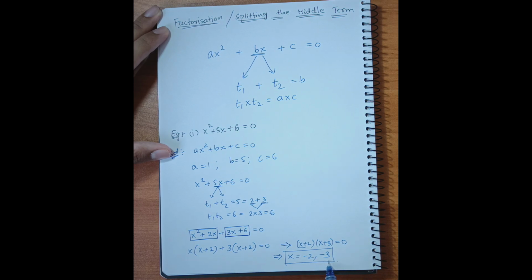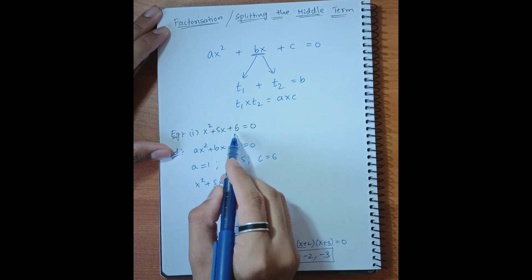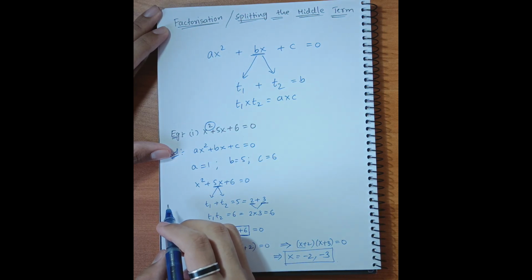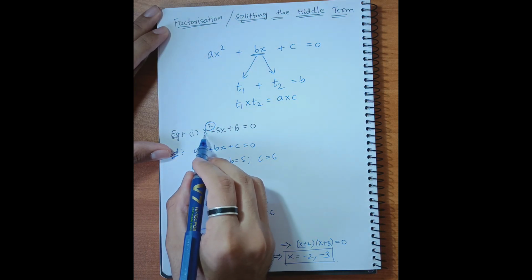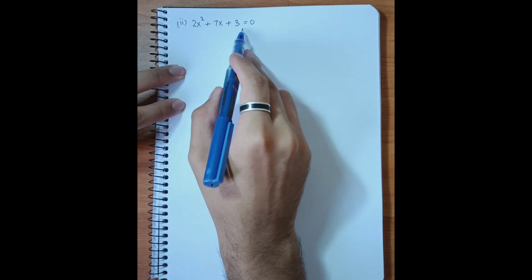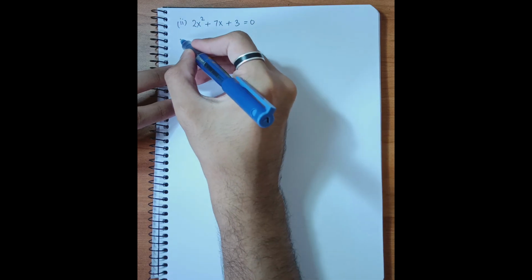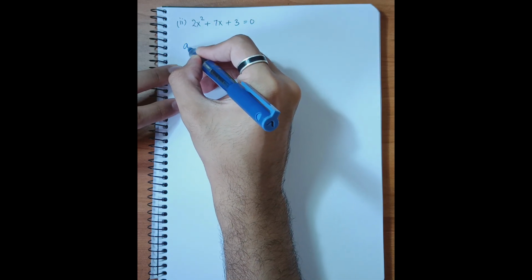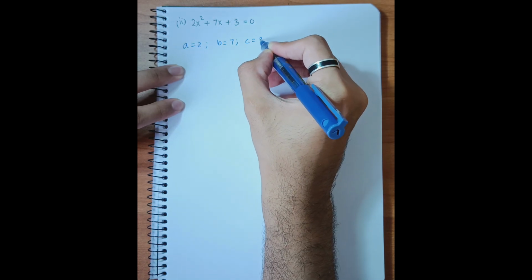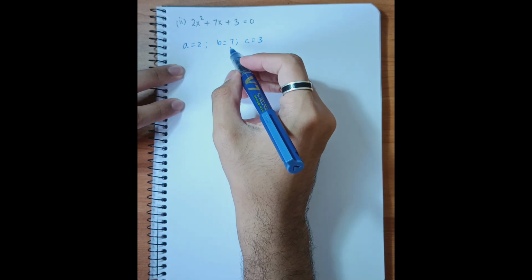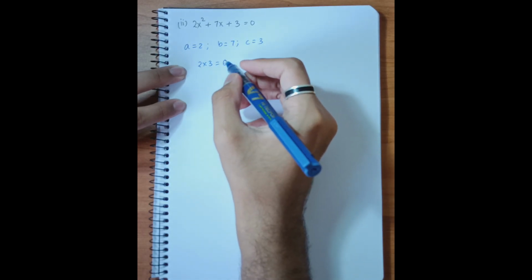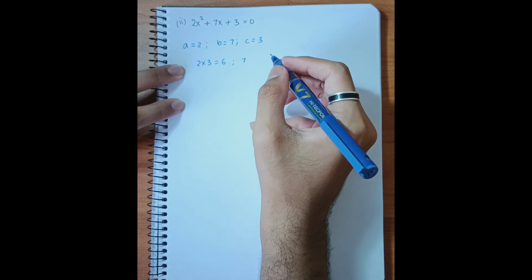We get two solutions because this is a quadratic equation and a quadratic equation, as you know, has the degree 2. So, it must have two solutions. Here we have another problem, 2x squared plus 7x plus 3 equals 0. So on comparing with the standard form, we get a equals 2, b equals 7 and c equals 3. Now we want two numbers that multiply to 2 times 3 equals 6 and add up to 7.